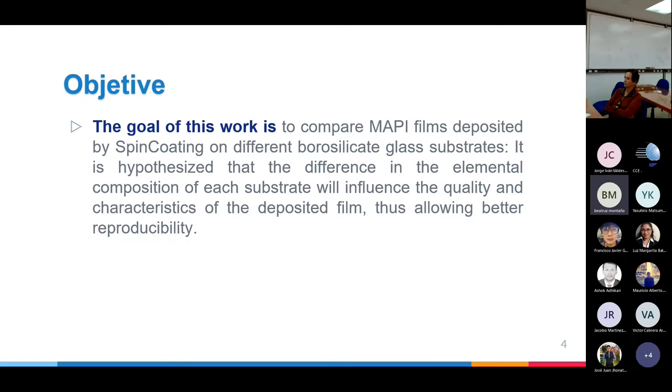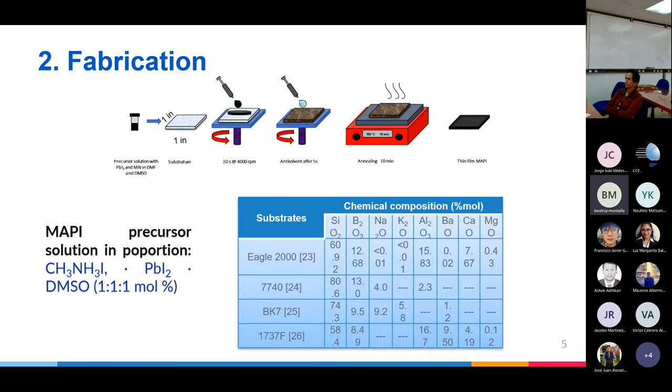The goal of this work is to compare perovskite films deposited by spin coating on different borosilicate glass substrates. It is hypothesized that the difference in the elemental composition of each substrate will influence the quality and characteristics of the deposited film, allowing better reproducibility. Next slide, please.